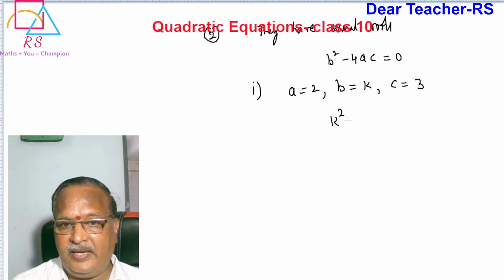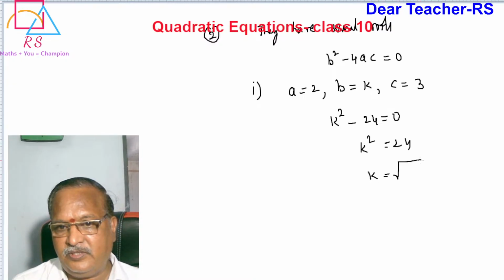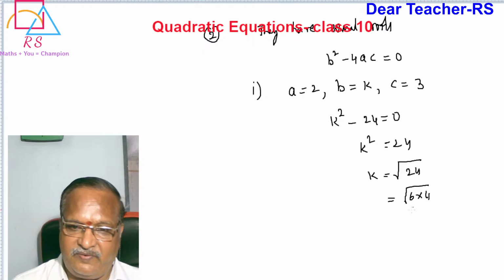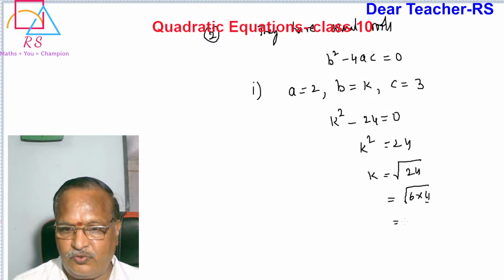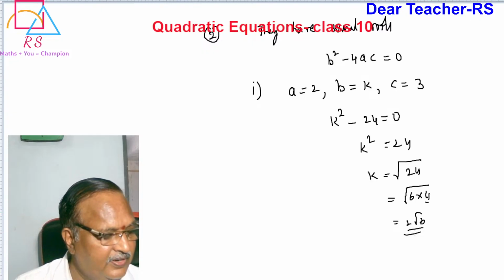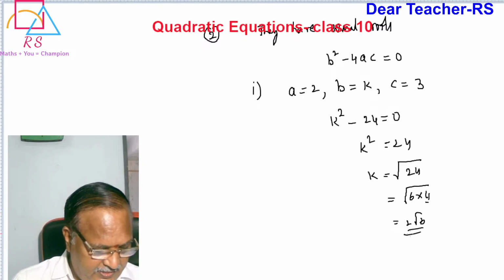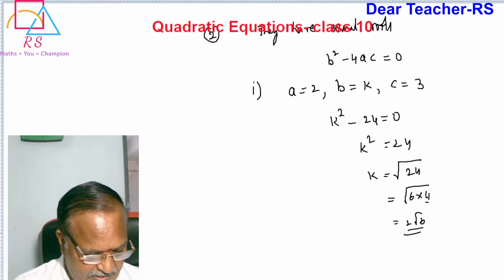Now I will put them in the formula. k square minus 4 into 2 into 3, that is 24, is equal to 0, and k square is equal to 24 and k is equal to square root of 24. 4 into 6. One perfect square should be there. Root of 4 is 2, 2 root 6 is the answer. Okay? Very, very important. The second you can do it.